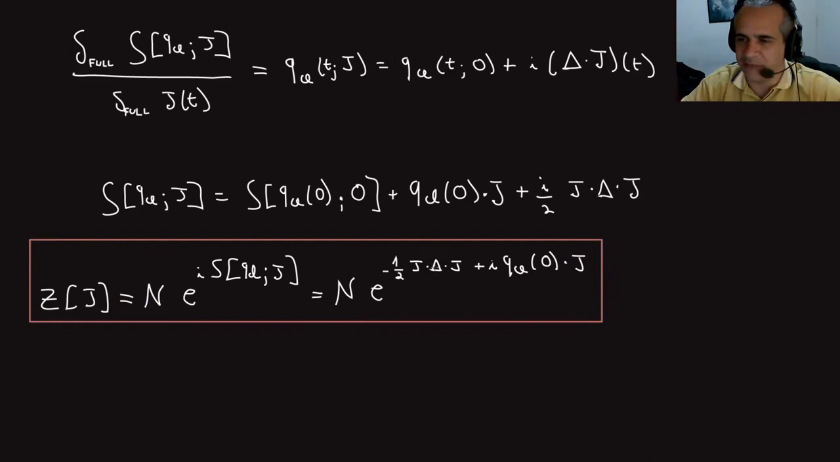I still have this guy here, which I don't know what it is. This I have more handle on, right? So that's the solution in the absence of source. Those I know. I know the solution for the equations of motion of a classical harmonic oscillator in the absence of source. So already I have some more well-determined quantities here. What is missing?